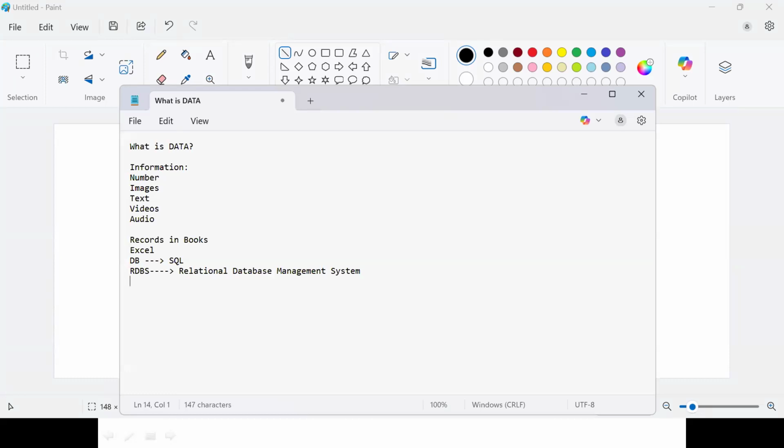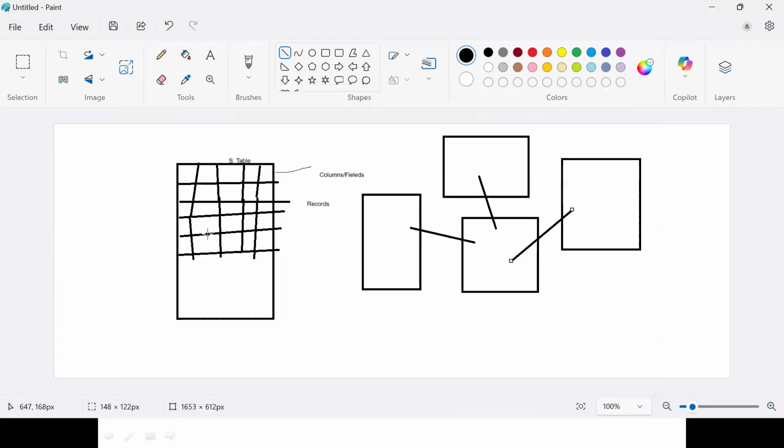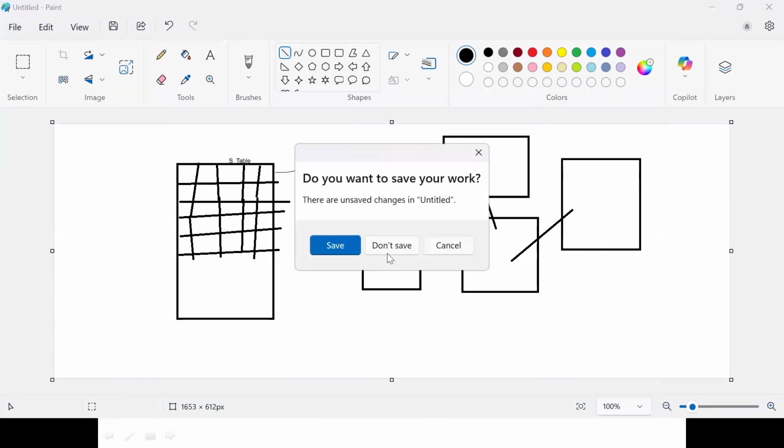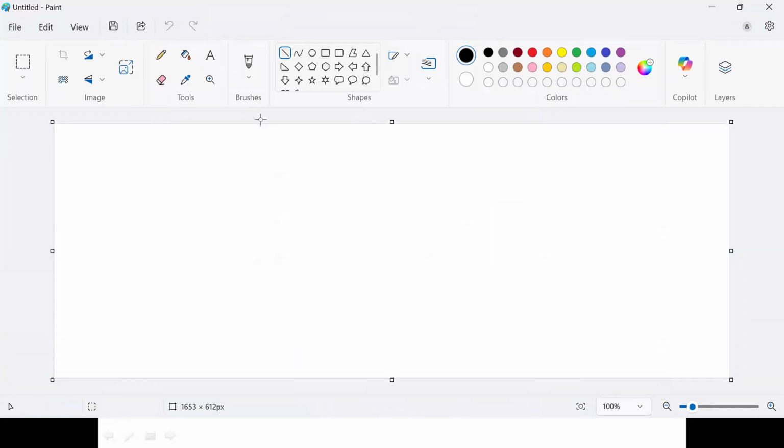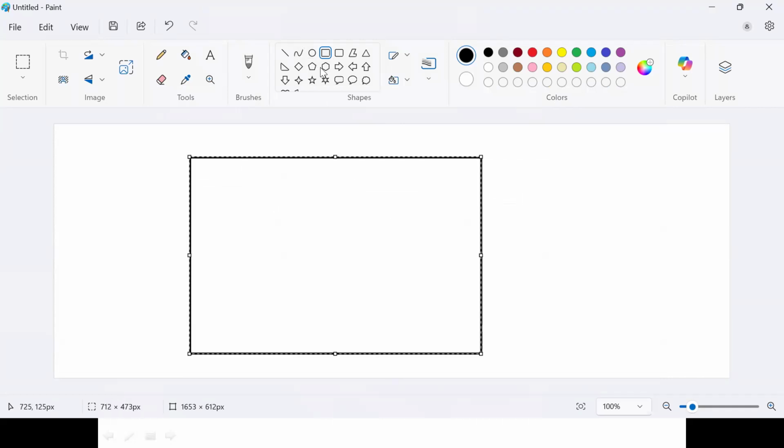And maintaining this, there is a server, which we can call a storage area. We are keeping all the data in the server. Within the server, we are going to have multiple databases.